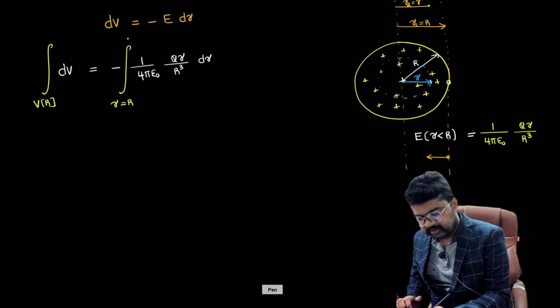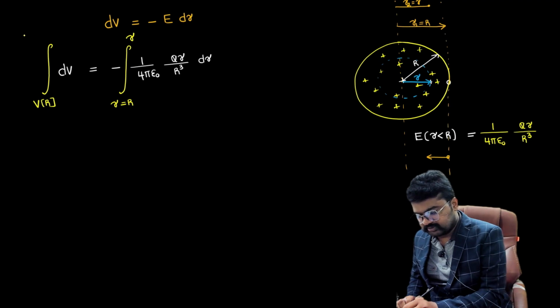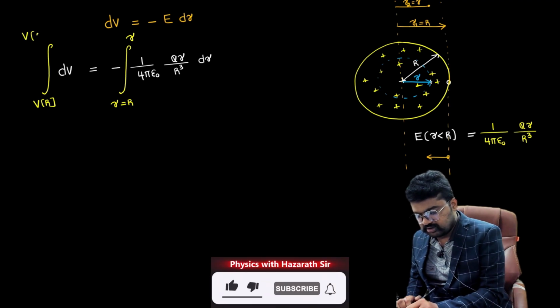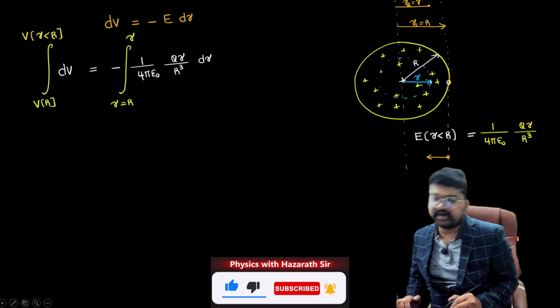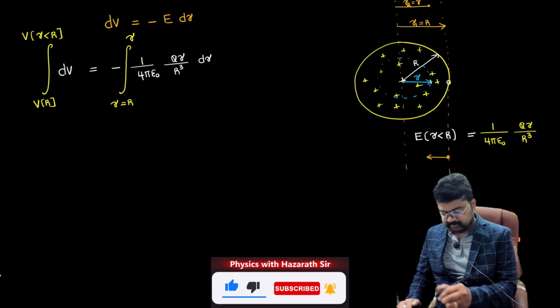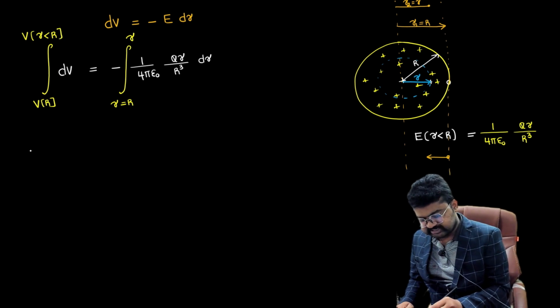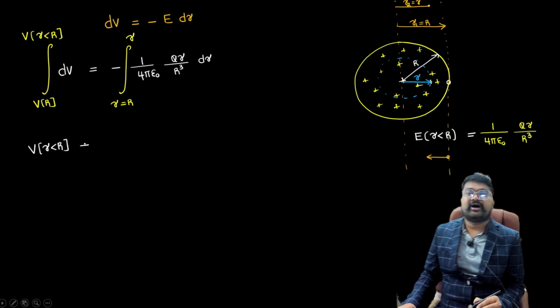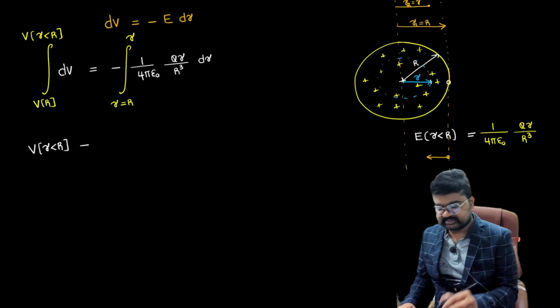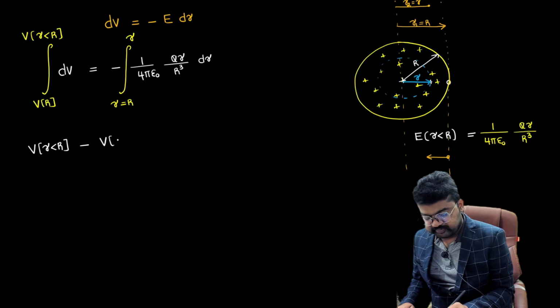So here R up to R, this is V of R less than R. Now once you apply this integration, apply the boundary condition: V of R less than R minus V of R equal to R. Up to here it is clear.